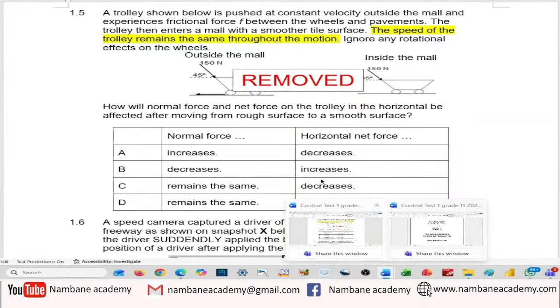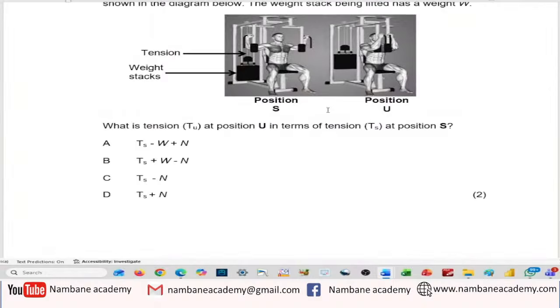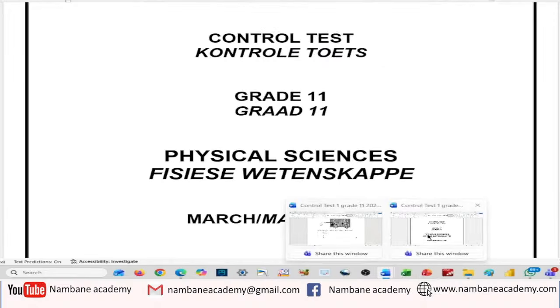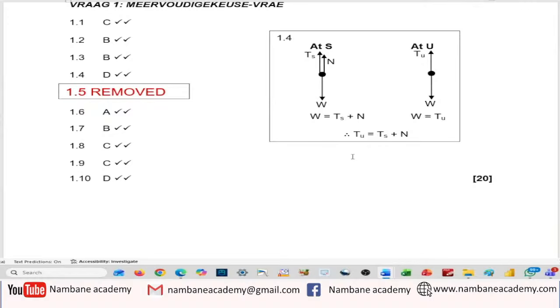And then another issue, not necessarily an issue, but 1.4, some people thought maybe this was a difficult question. It was not necessarily a difficult question, colleagues, if you go through the question.